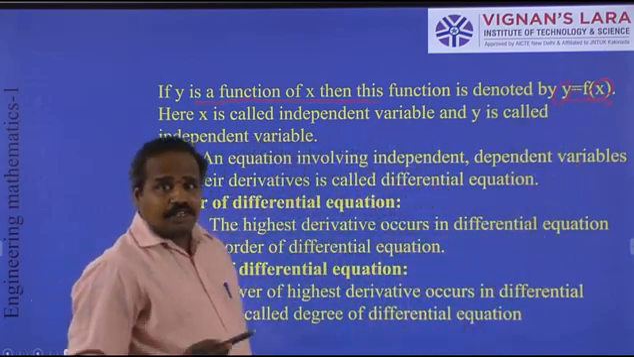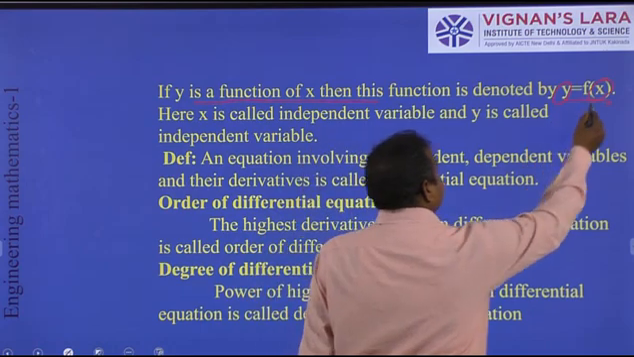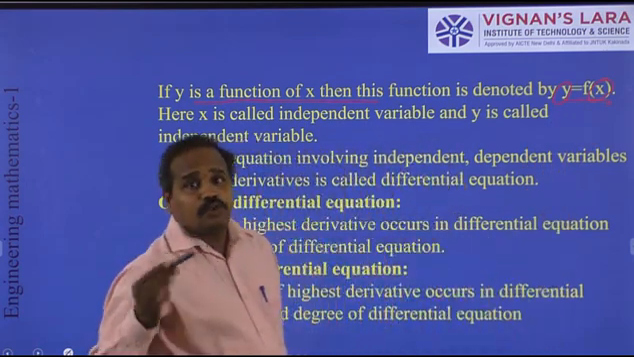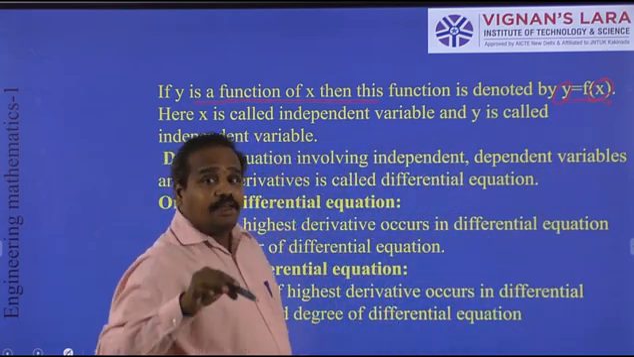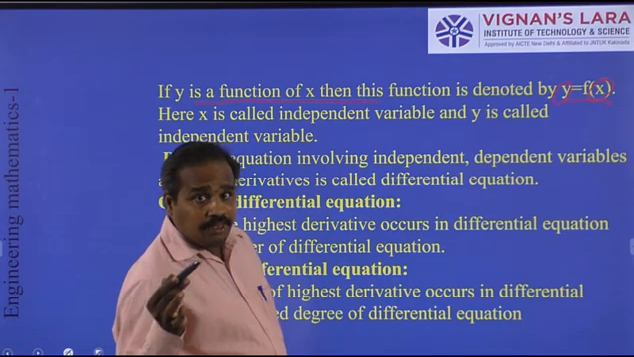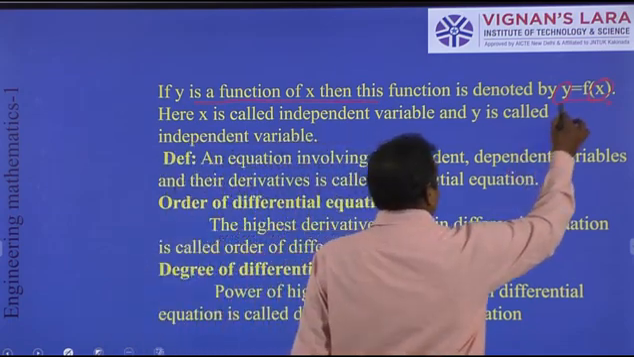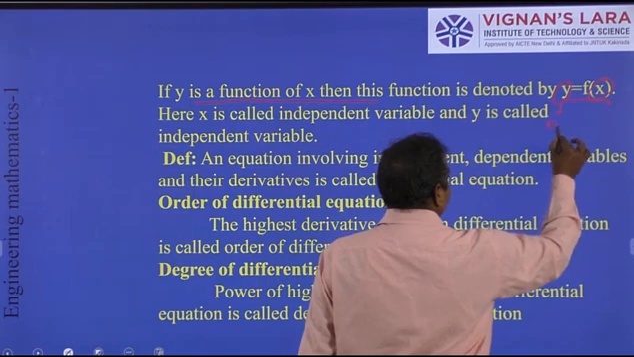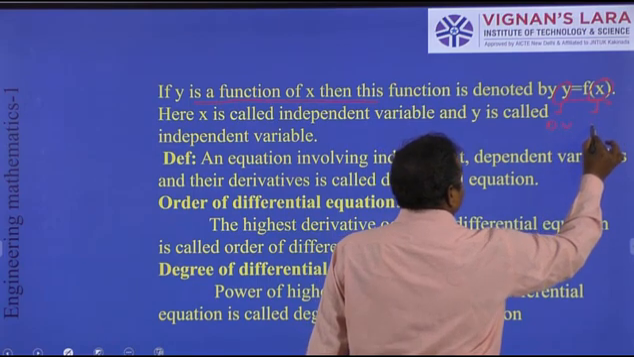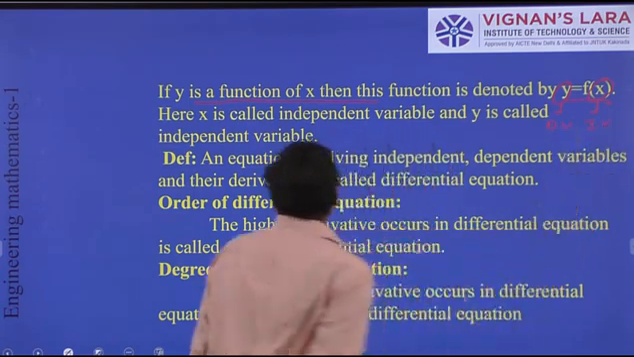What is an independent variable? That variable we take as per our choice. Any value we apply to that function, then based on that x, the y value will change. In this way, y is called the dependent variable and x is called the independent variable.